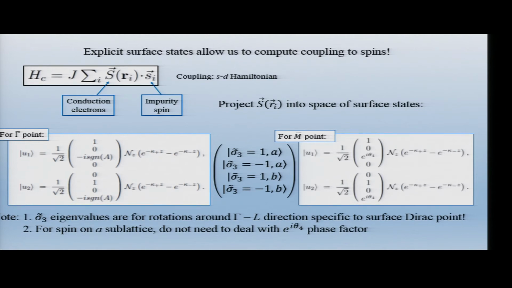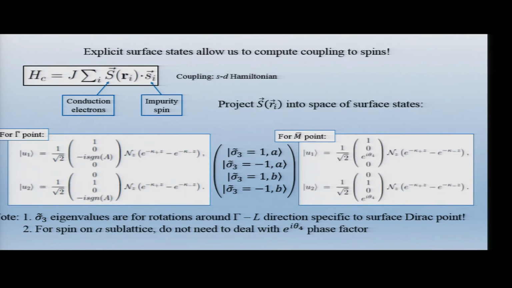Okay, so here's that SD Hamiltonian. We're going to also project this into the space of surface states. And here I've written them out a little more explicitly than previously. The entries here are in terms of eigenvalues of the sigma 3 tilde operator, which is basically the rotation operator around the different gamma L directions. And one thing that's very nice about this is that these states have equal weight on the two sublattices for both the gamma bar point and the m bar point, although there's a complicated phase that comes in the m bar point. But actually, because we have all our atoms on the same sublattice, we really don't even need to deal with this complicated phase. All we need to know is that the weights are equal for the two sublattices. So projecting this Hamiltonian then into the surface states is rather straightforward.